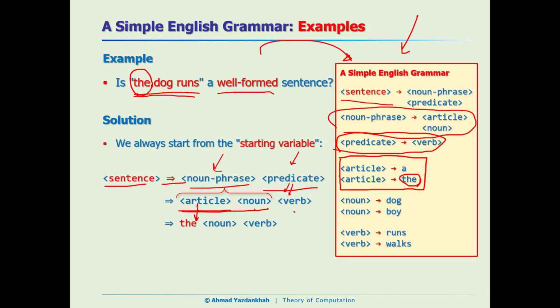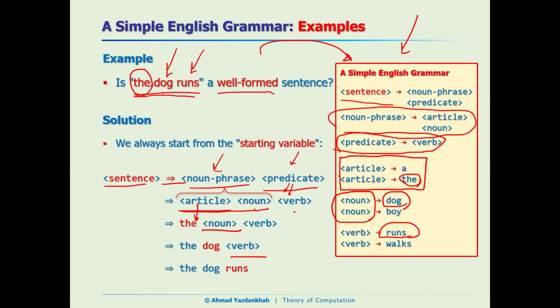How about noun and dog? Now we need to look into the nouns and see whether we can derive "dog" or not. Yes, we can do that. And how about the verb? We are looking for "runs" and we see "runs" here. So it means that the sentence could be derived by using this grammar. So it means that this sentence is a well-formed sentence over this grammar.